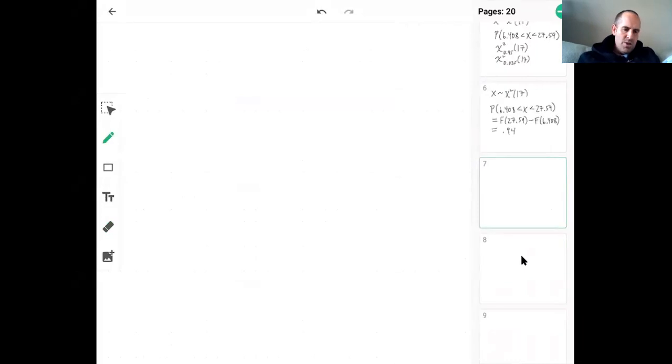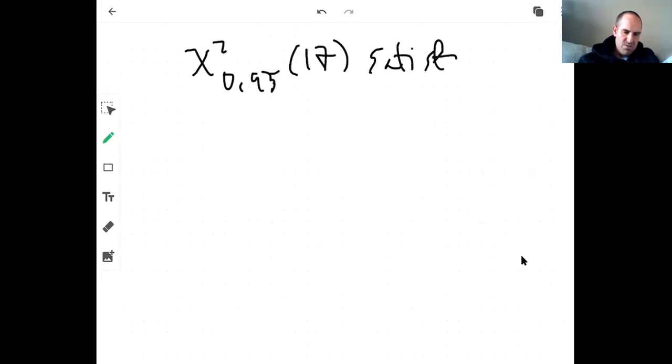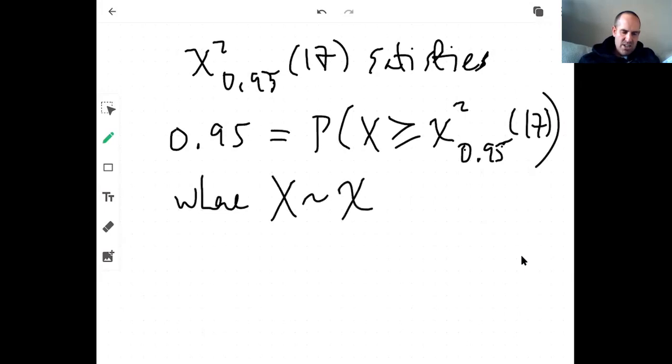So chi-squared 0.95 with 17 degrees of freedom satisfies that 0.95 is equal to the probability that X is greater than or equal to this thing, chi-squared 0.95 of 17, where X is distributed as chi-squared of 17, of course. So I have to find a number that does this, right?